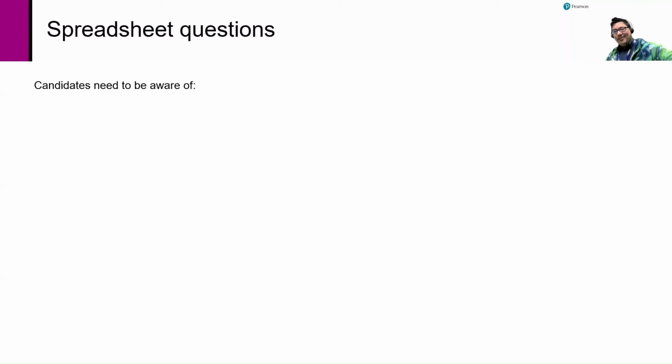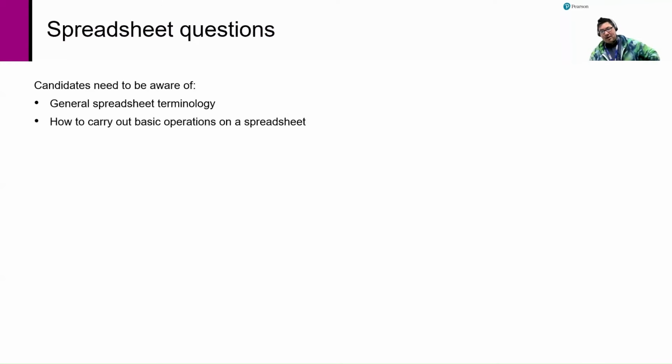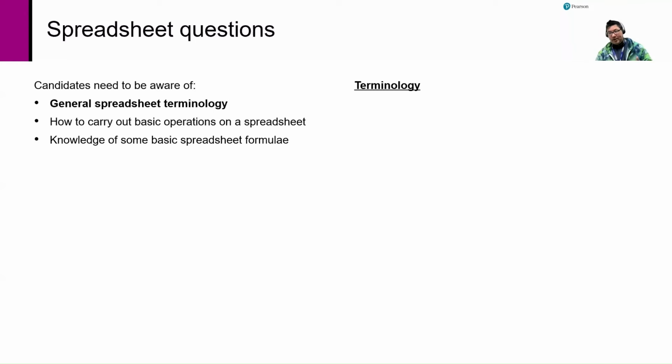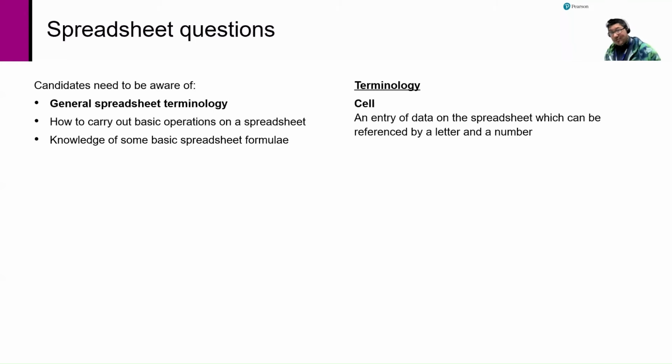Now, what do the candidates need to know? They need to be aware of general spreadsheet terminology. They need to know how to carry out basic operations on a spreadsheet, and they need to have some knowledge of some basic spreadsheet formulae. So I'm just going to go through each of these, just for spreadsheets for the time being. So the terminology that we are expecting the candidates to know: we are expecting them to know the word cell. What is a cell? It's an entry of data in a spreadsheet. It's referenced by a letter and a number.